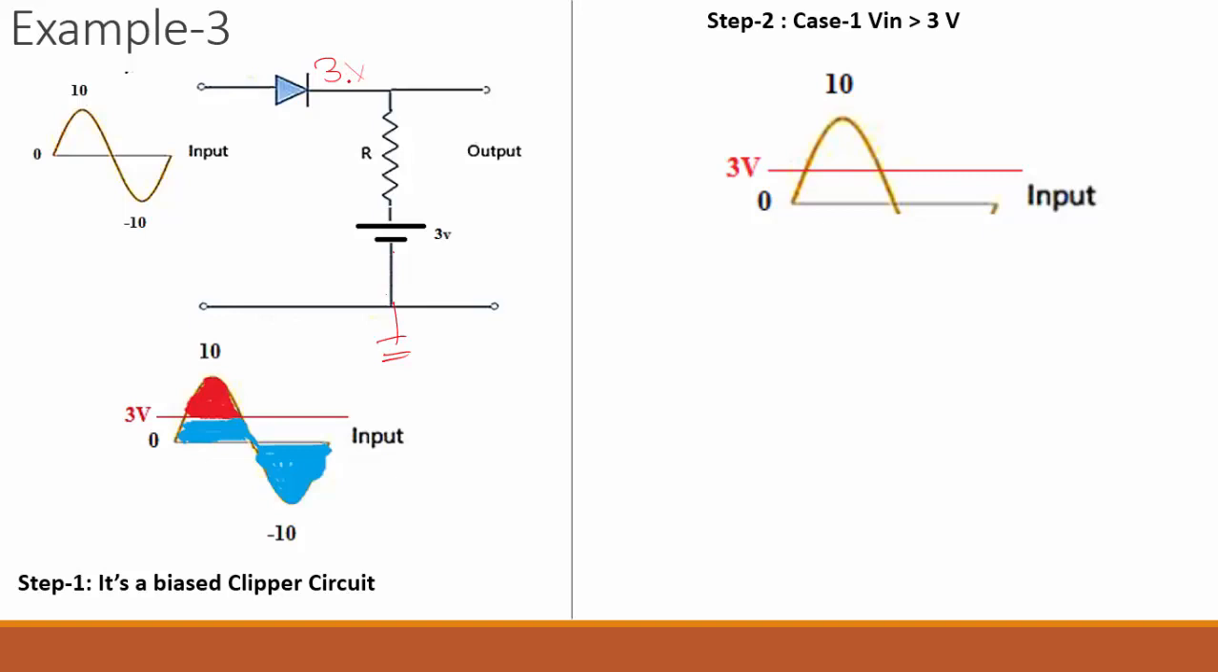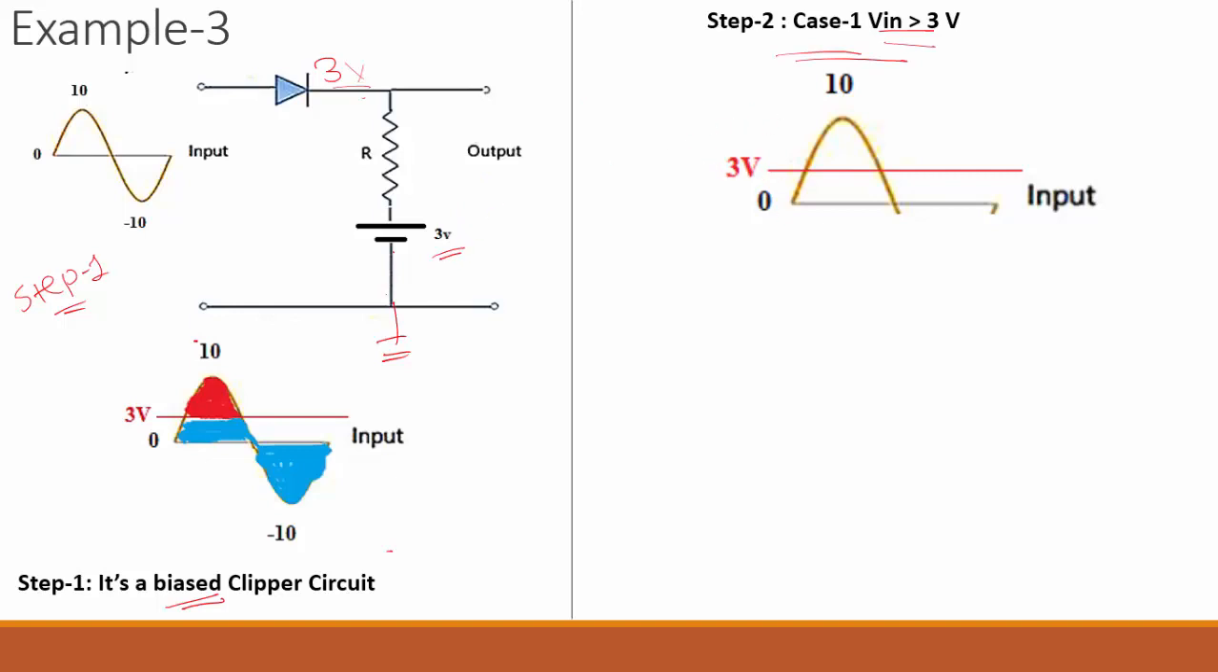See, you can only comment on a diode once you have the voltage on the other side, whether it's forward bias or reverse bias. So I am considering that, due to this battery terminal, and there is less drop across this resistor, that's why I am considering it 3 volt due to this battery. Now here, step 1: it's a biased clipper circuit. At step 2, what do we mean? V in greater than the bias voltage. What is the bias voltage I have? The 3 volt. V in greater than the bias voltage.